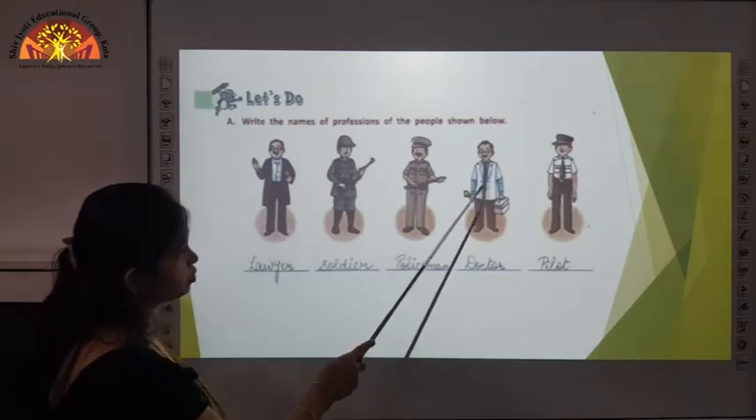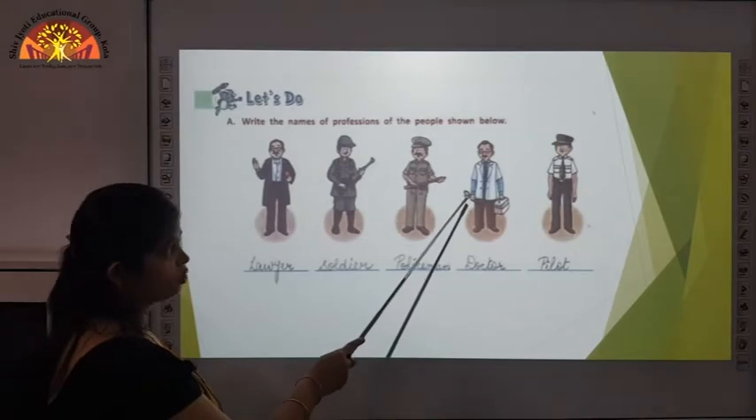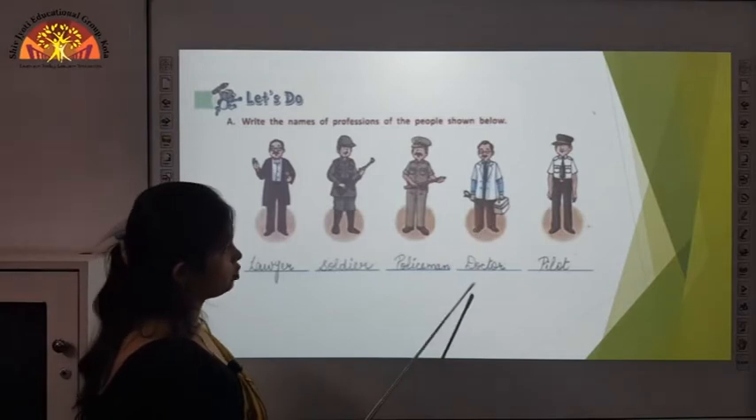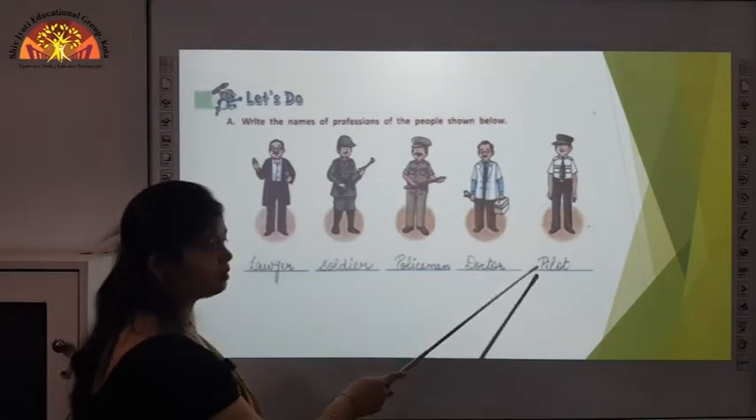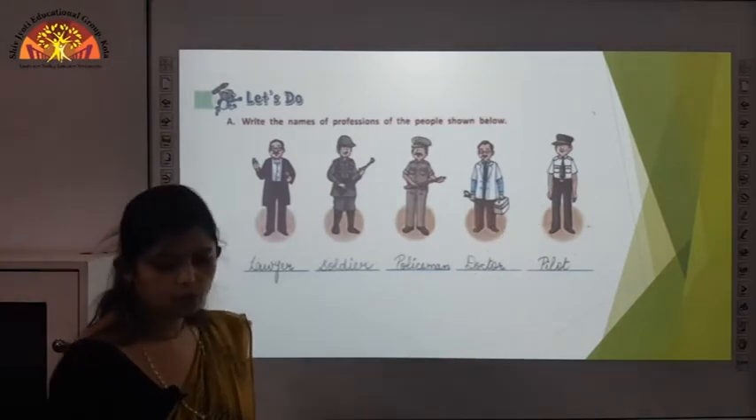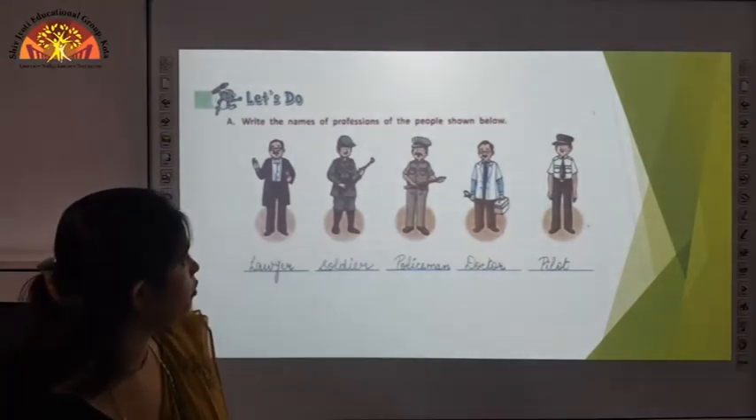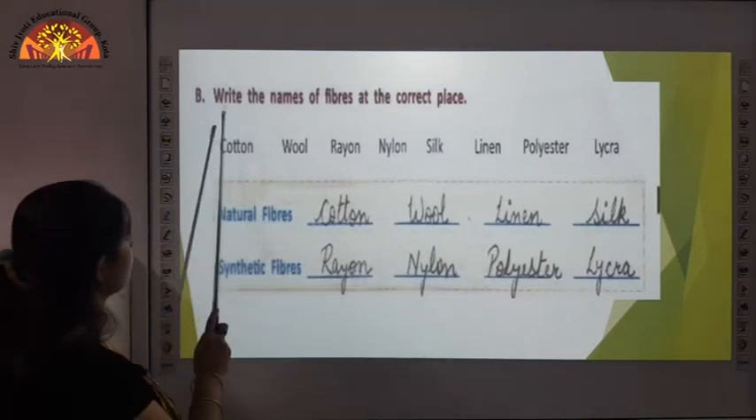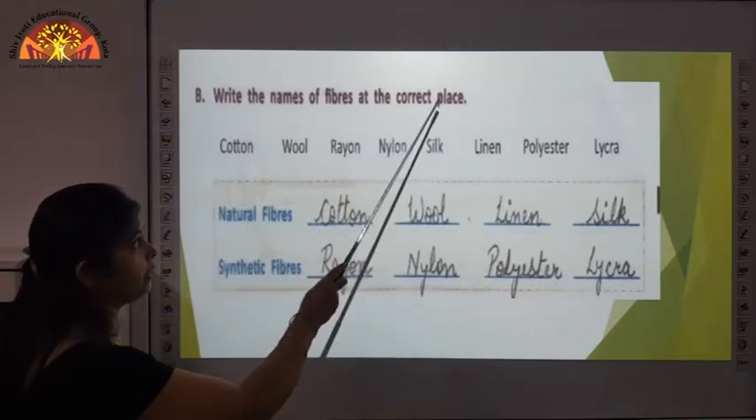Then here he is a doctor. He is carrying a stethoscope and wearing a white apron, white coat. So he is a doctor. And here this man is a pilot. Okay. So we can identify them by their uniform. Now we come to the next exercise, that is write the names of fibers at the correct place.